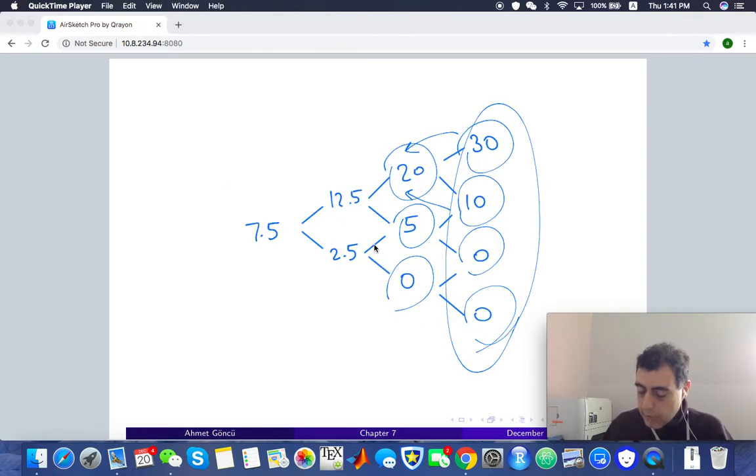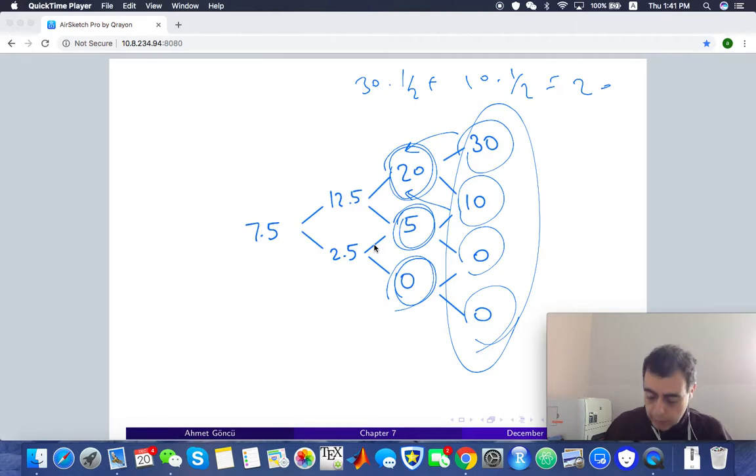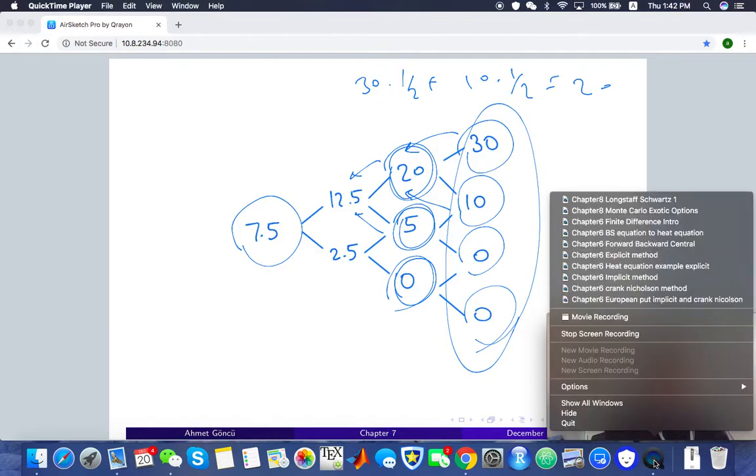So that means you can just take these conditional expectations, 30 times 1/2 plus 10 times 1/2, and the risk-free rate is 0, so there is no need to discount, just multiplying with 1. So this is going to give you 20. So similarly, you can calculate each of these values and continue to go backwards all the way until you get to time 0. The time 0 value is going to be the no arbitrage price for this call option.